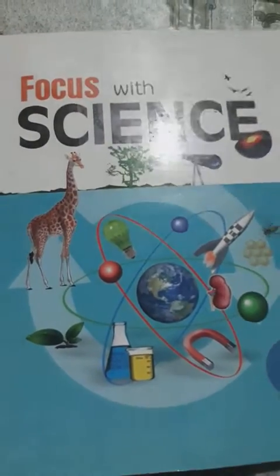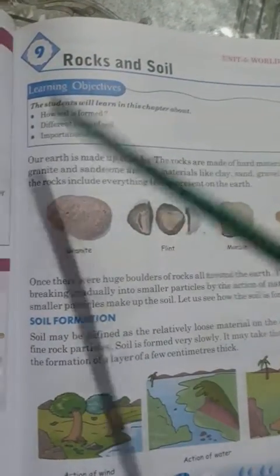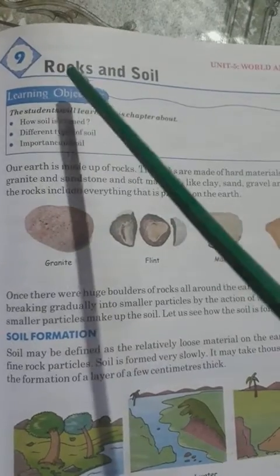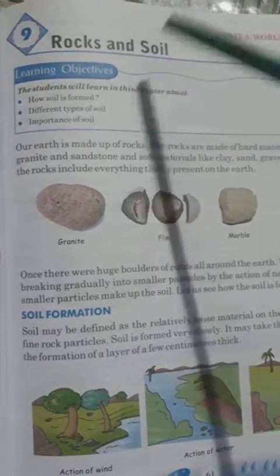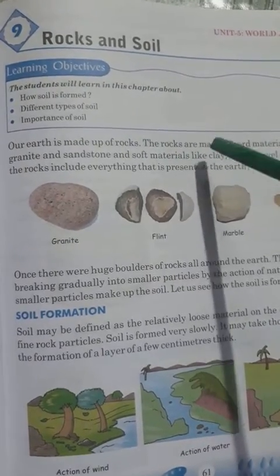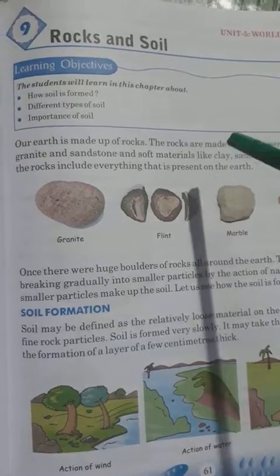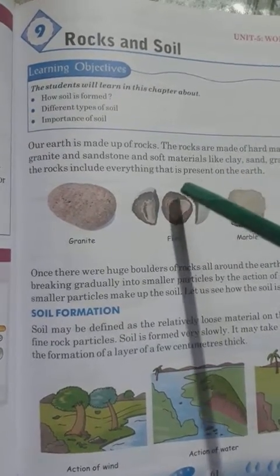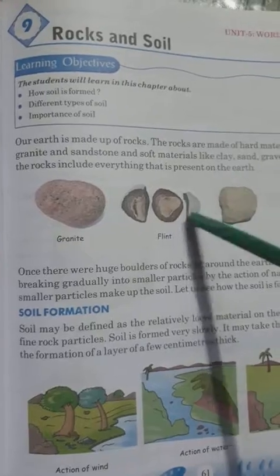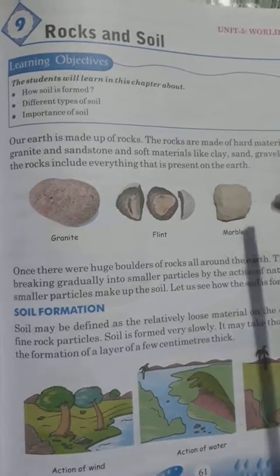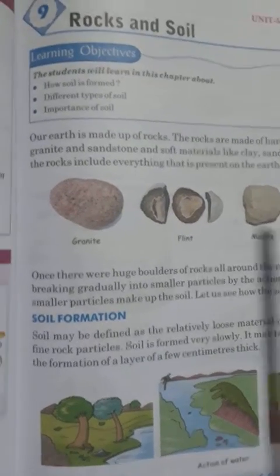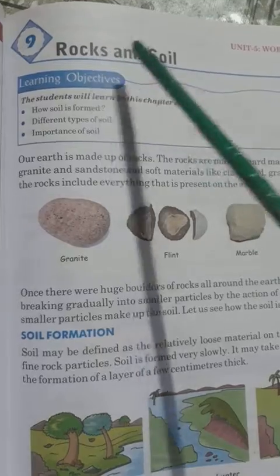Okay, so today we will start our new lesson in science, lesson number 9, rock and soil. You all know what rock is, yes or no? A stone, okay? And soil means the uppermost layer of the earth, the soil that we step on, that we walk on, okay? So in this lesson, we will learn how soil is formed, and we will learn about different types of soil, their names, and also their importance. Alright? Okay, lesson 9, rock and soil.